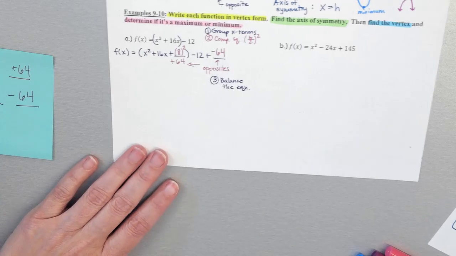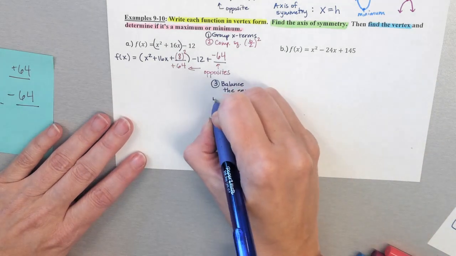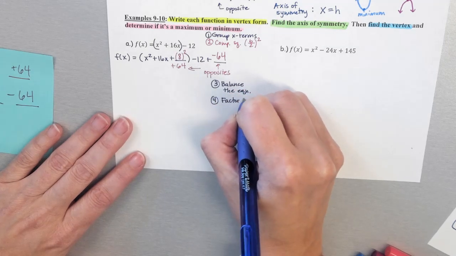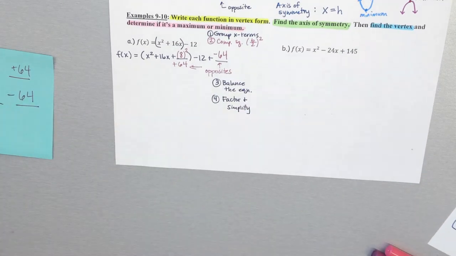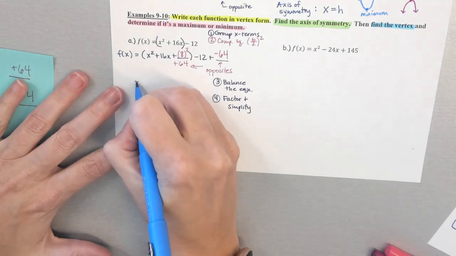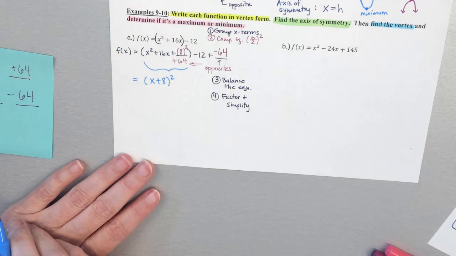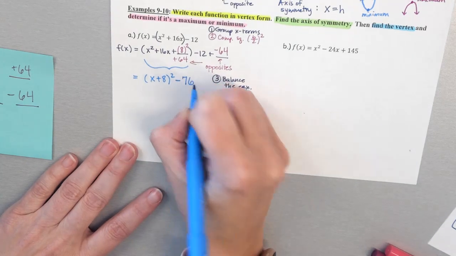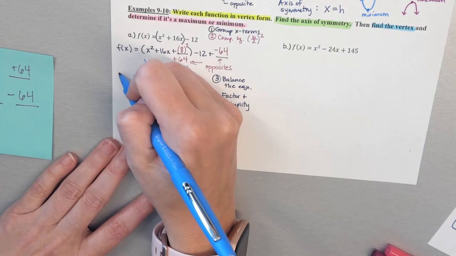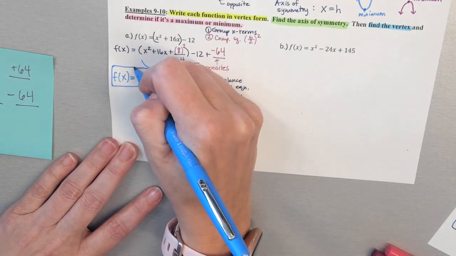We're just rewriting it. Okay, so once you do that, you're going to factor and you're going to simplify. If you factor, you just have (x plus 8) squared, and negative 12 minus 64 is going to be negative 76. And now you have your equation in vertex form.